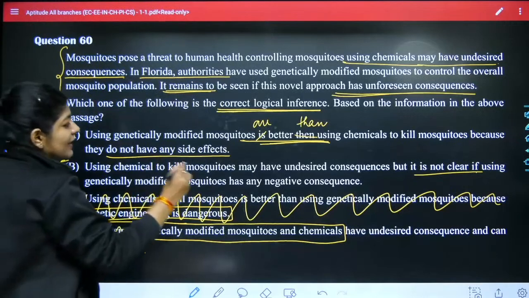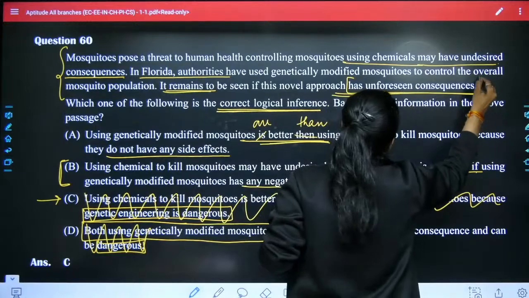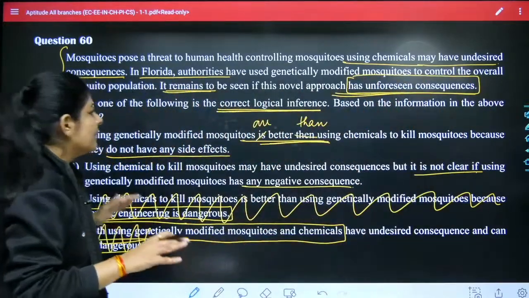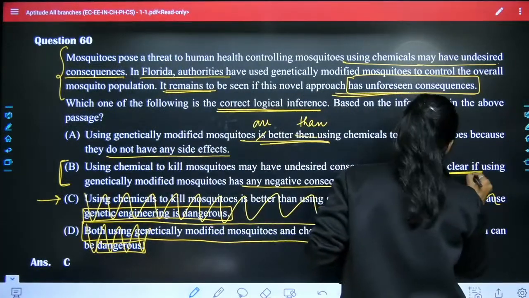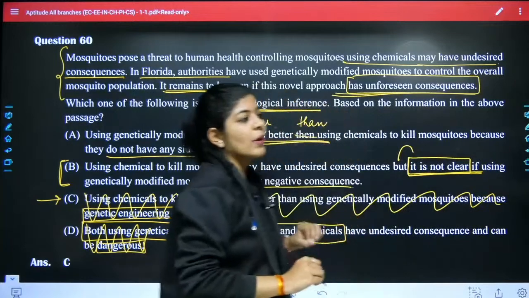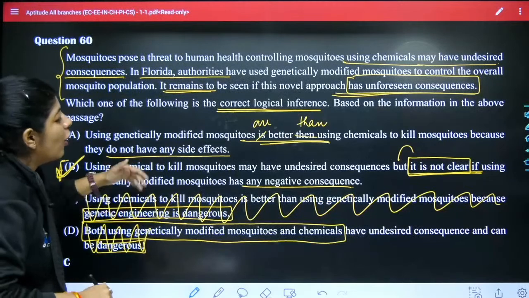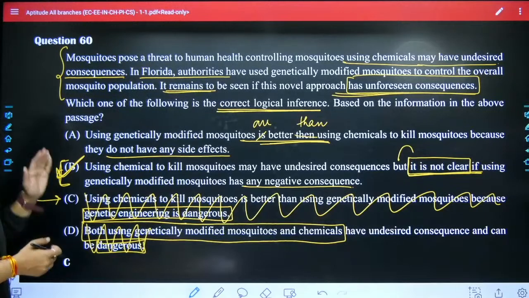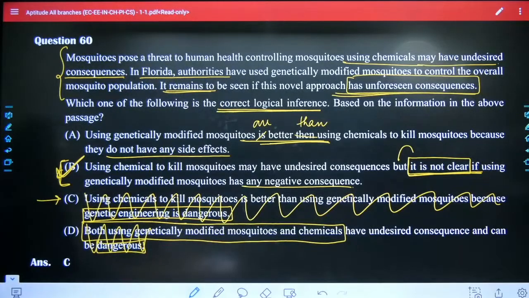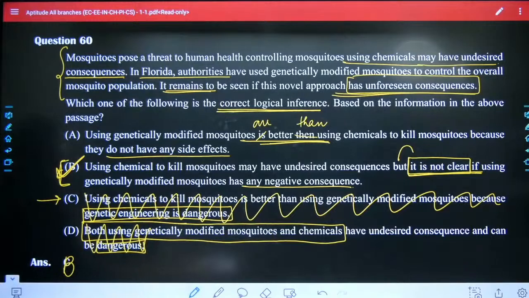But if we check the terms negative consequences and unforeseen consequences, we can relate to the option, because it is mentioned, but it is not clear. Because of this word, we can select option B, because this is the only option which satisfies, or we can say this is the most appropriate option among the given options in this question. I hope this is clear. Option B is correct.